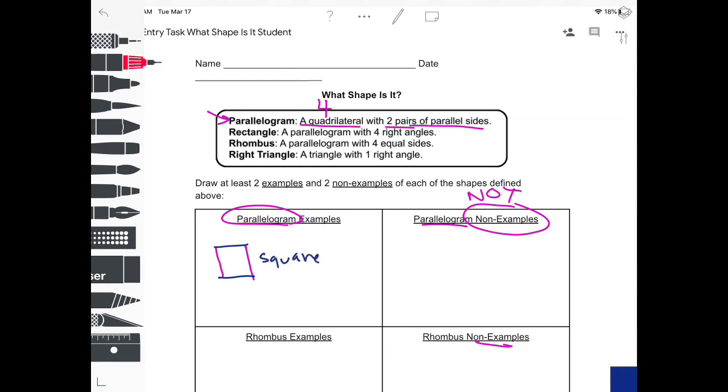Now let's just double check. Does it have four sides? Yes. Does it have two pairs of parallel lines? Yes. Now a non-example. So something that's not a parallelogram. A circle. Does it have four sides? Nope. So it can't be a parallelogram.